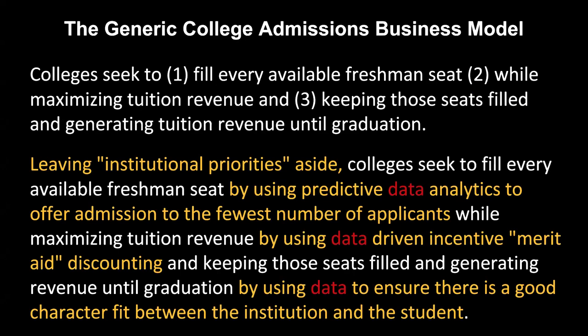And the way they do this, Crystal used the term too, institutional priorities. Again, we can talk about that a little bit later on. But they want to fill the seats by offering admission to the fewest number of applicants. Why is that important? Well, we've all seen acceptance rates, right? They manage to lower acceptance rates because that appears to be more selective.